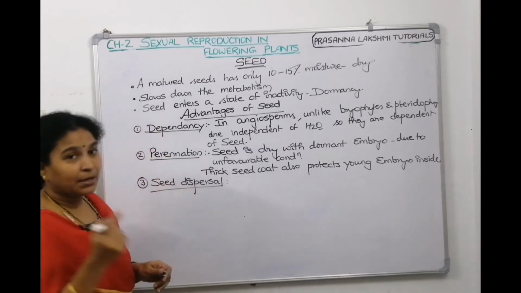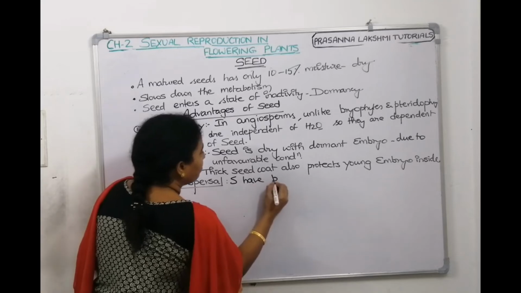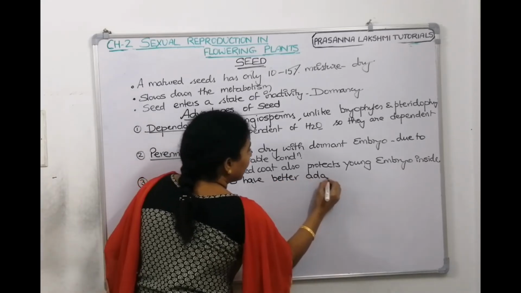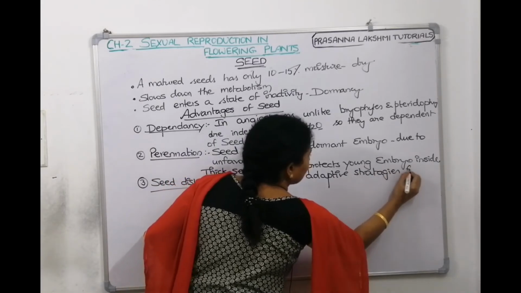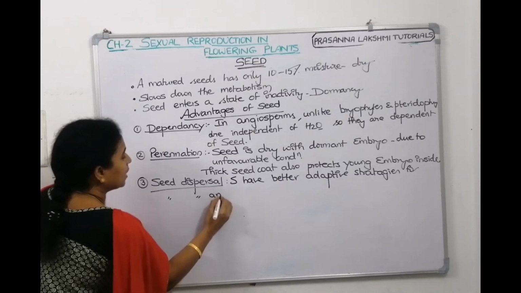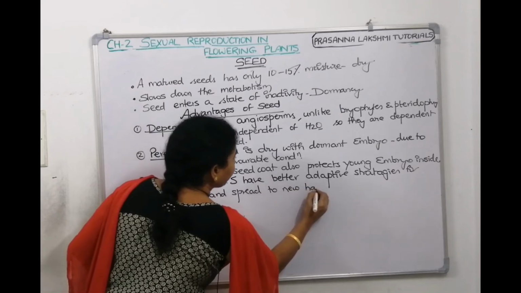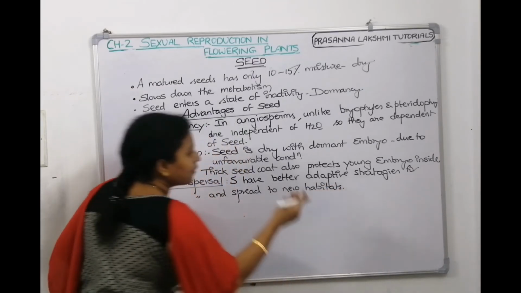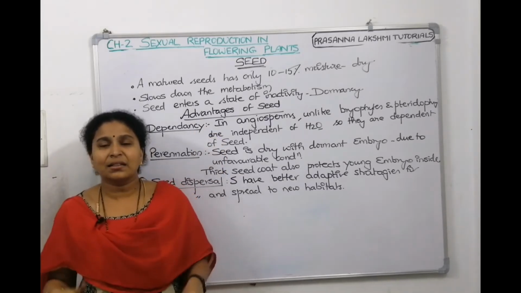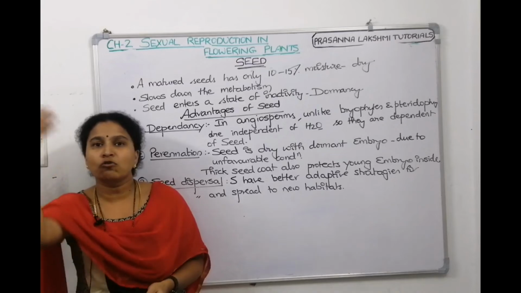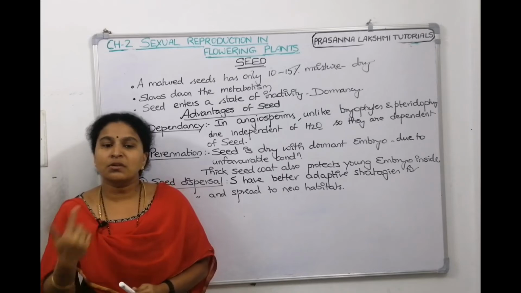Seeds have better adaptive strategies for seed dispersal, and they can easily spread to new habitats, right? If the tree is giving 200 seeds and the 200 seeds fall down in the same place, in that area they can't grow because of competition. If they go to new places, they can establish there nicely. So seeds have better strategies to disperse themselves.